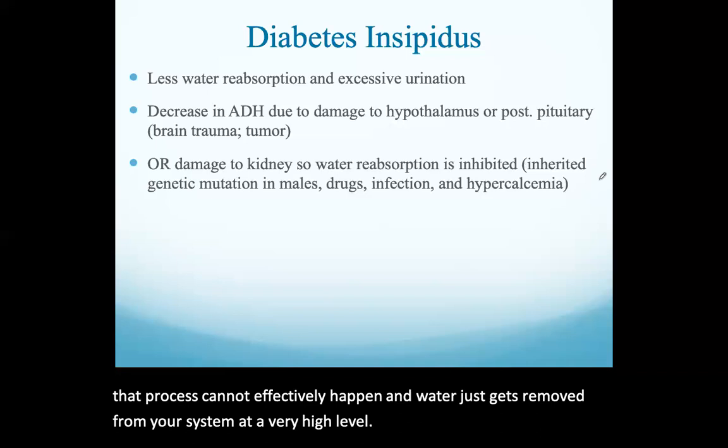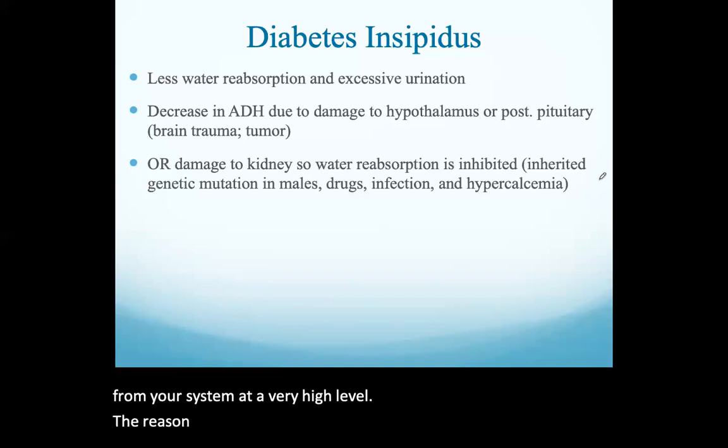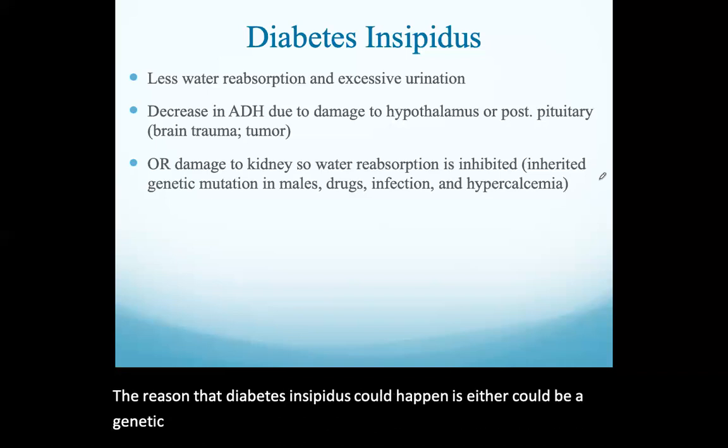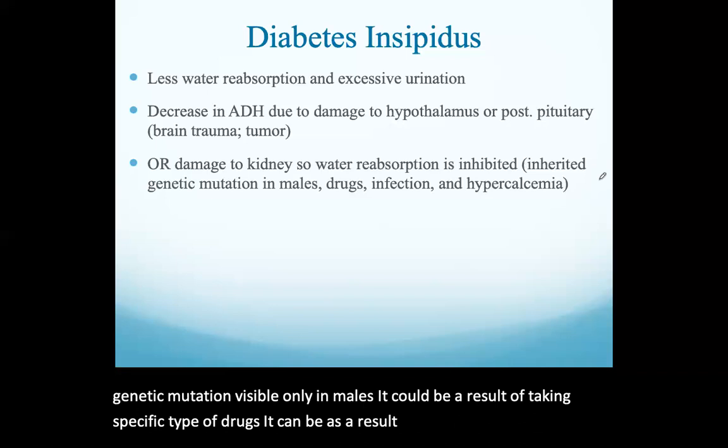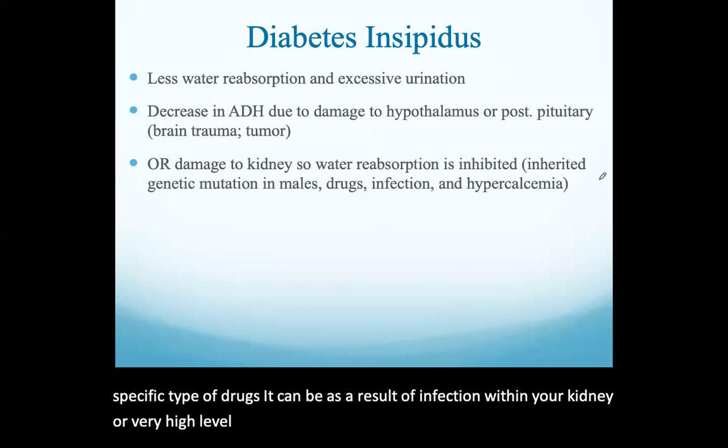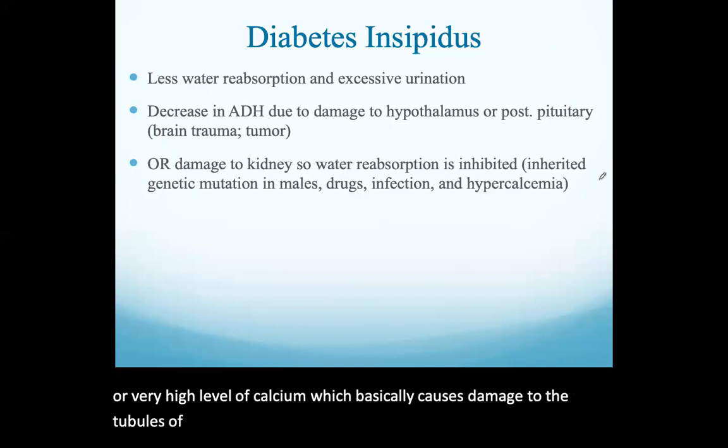The reason that diabetes insipidus could happen could be a genetic mutation, visible only in males. It could be a result of taking specific types of drugs. It can be as a result of infection within your kidney, or a very high level of calcium, which basically causes damage to the tubules of the kidney. That process is called hypercalcemia.